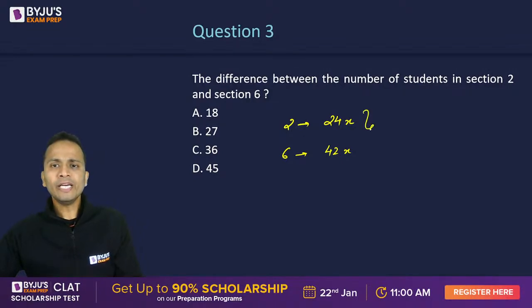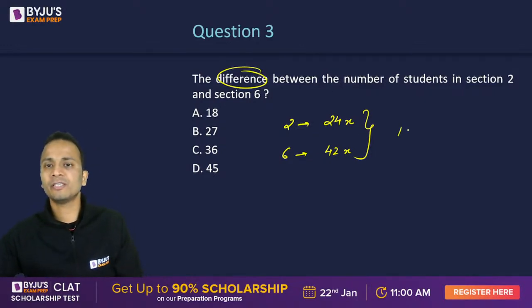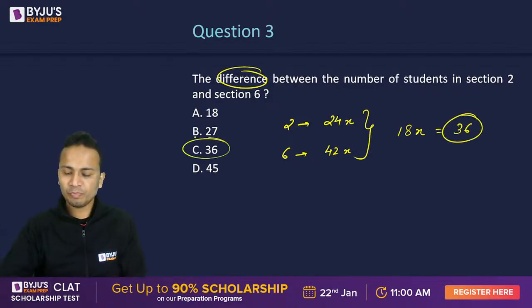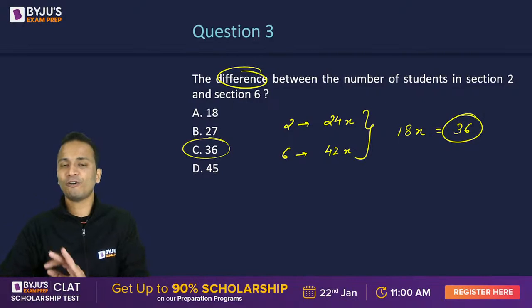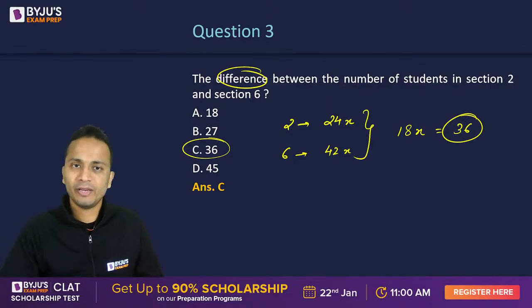Now you can take the difference first and then substitute the value of x, or vice versa. I'll take the difference first. So the difference here is 18x. Putting the value of x as 2, the number will come out to be 36. So the correct answer has to be option C for question number 3. All right, I hope all of you are able to understand whatever we are doing here.